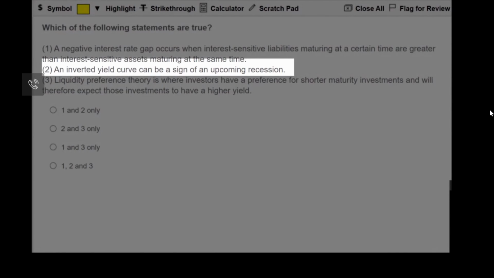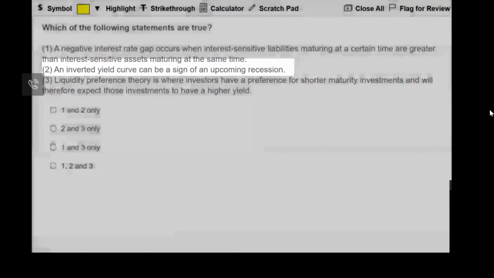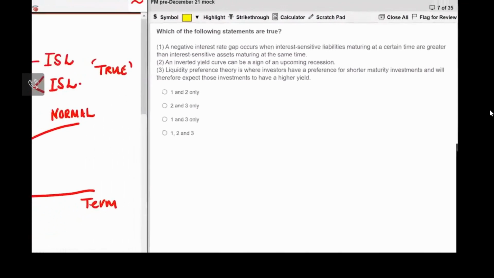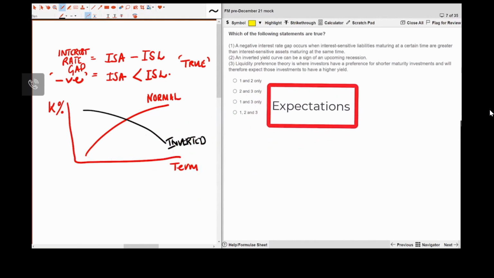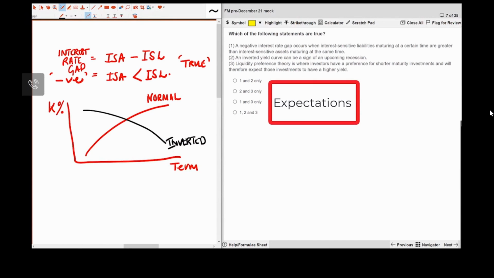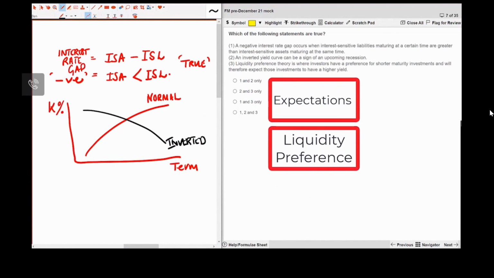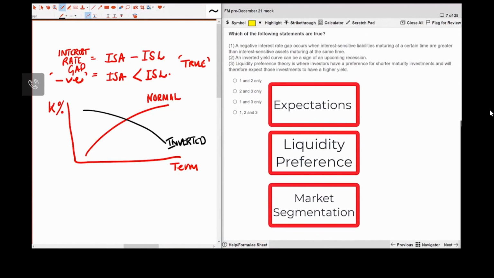Well, let's draw the yield curve, the normal yield curve, and then discuss what happens when it's inverted. So here is the normal yield curve. Interest rates are increasing with the term of the debt. So an inverted yield curve would look like this. So here, interest rates would be falling with the term of the debt. Now, one of the theories of the yield curve, and there are 3, remember, is expectations theory. The other one is liquidity preference theory, and the other one is market segmentation theory.